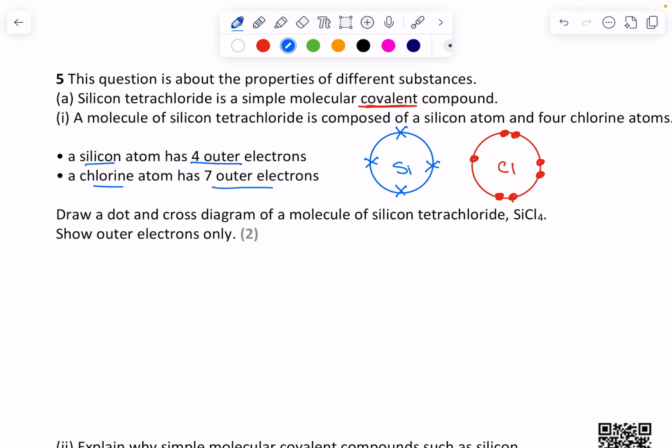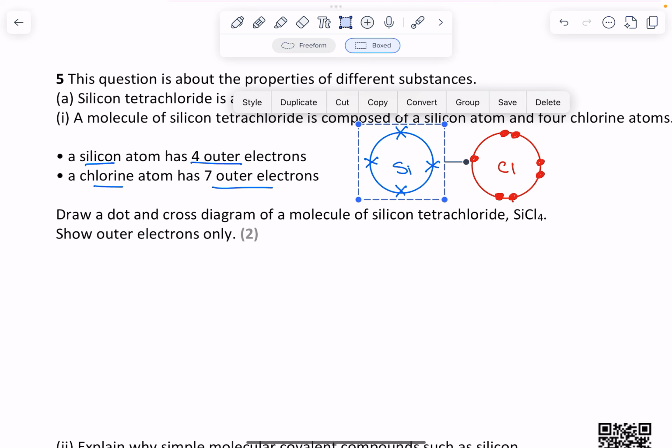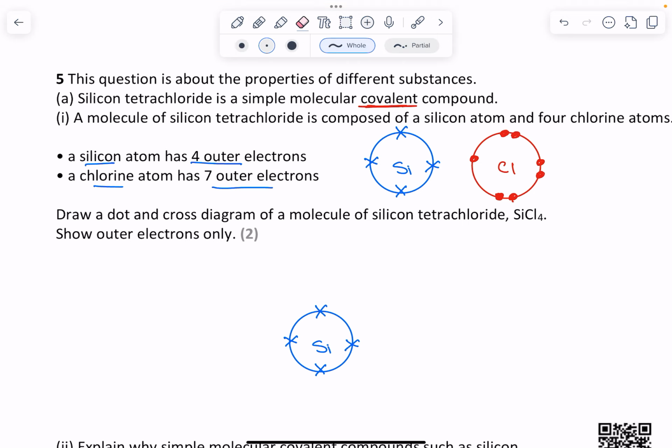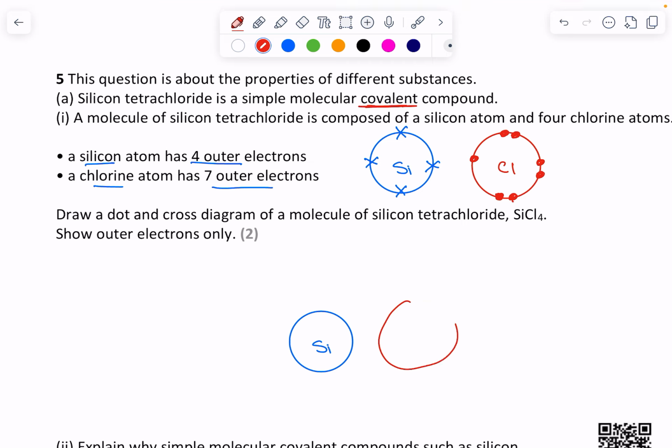So in order for this structure to work, let me take a copy of that. Let's duplicate that. Let's bring that into the space here. So in order for this to work, let's just remove those electrons for a second. And what I'm going to do is have a chlorine. Let's draw myself a chlorine. There's a chlorine, and I'm going to put 1 there. And what's going to happen here is that the silicon shares 1 of its electrons, and the chlorine does the same. And the chlorine still got 7 electrons in total, but 1 of those electrons is now being shared.